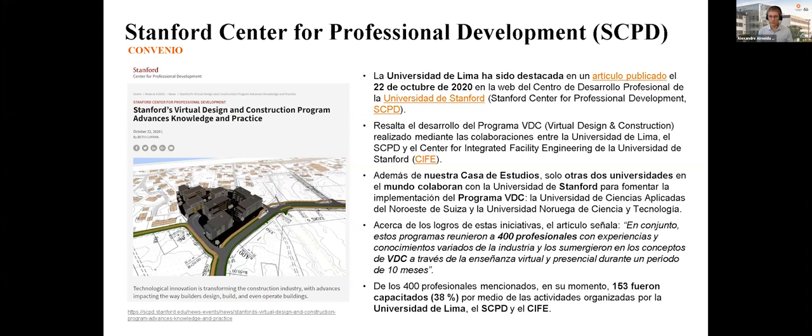La Universidad de Lima, aquí en América Latina, y la Universidad de Ciencias Aplicadas del Noroeste de Suiza y la Universidad Noruega de Ciencia y Tecnología. Son las 3 instituciones hoy colaboradores. Pero esas son las 3 hoy. No tengo duda que con la visibilidad y con el potencial que la industria está observando de la implementación VDC, cada vez más el interés está creciendo y otras instituciones empezarán también a colaborar en el desarrollo del programa VDC.